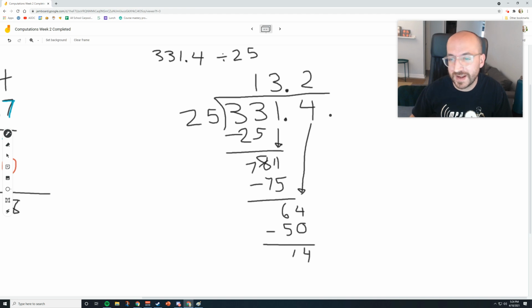Am I done when I divide decimals? No. We can put some more zeros here. I would go all the way to the thousandths place. Thousandth. Bang, let's bring down that big old 0.